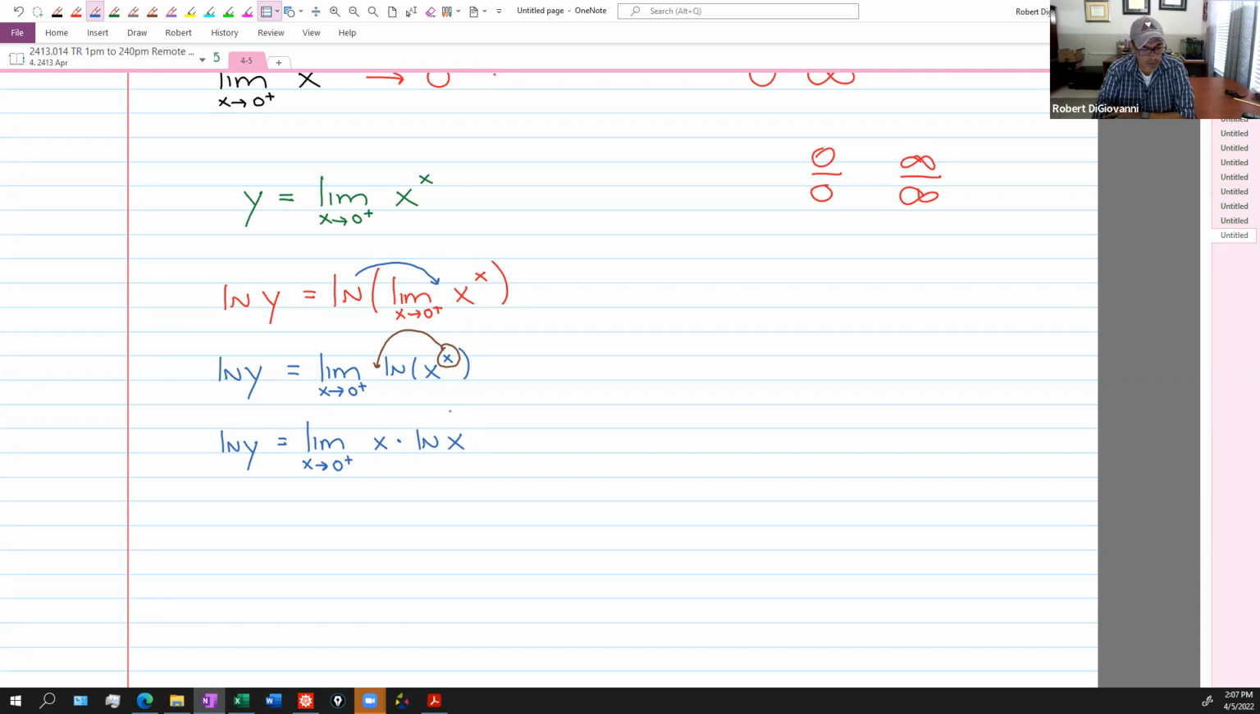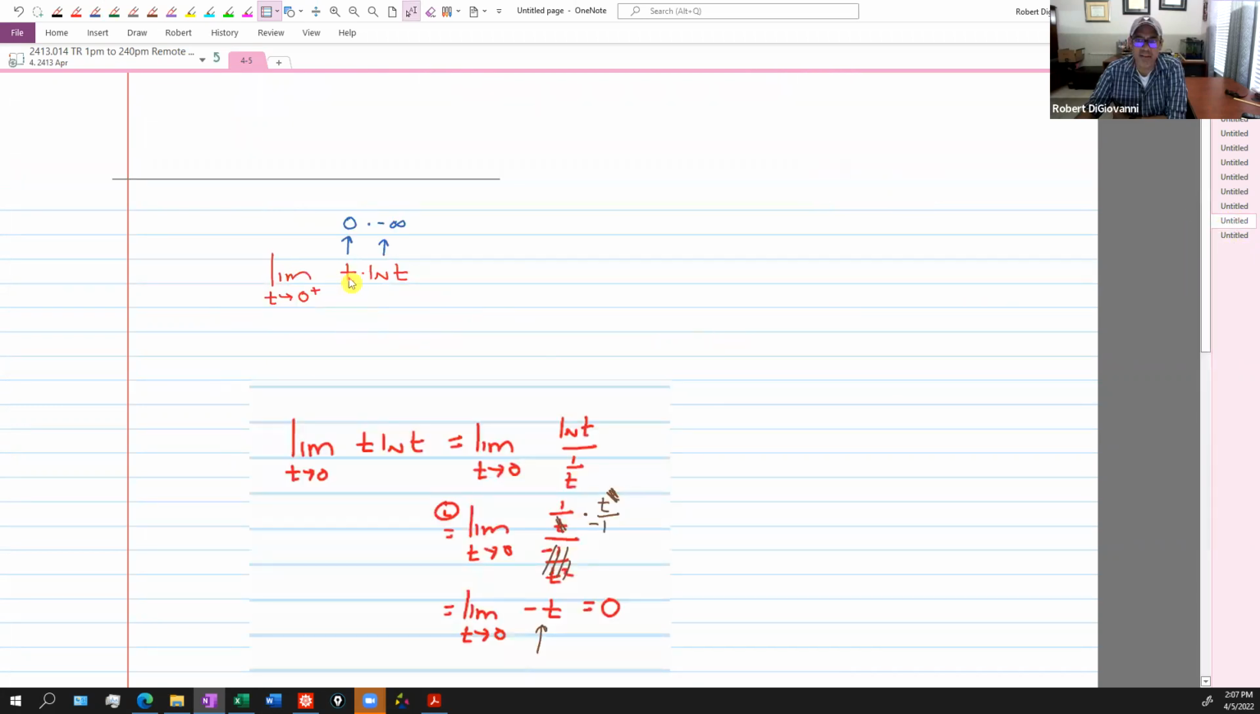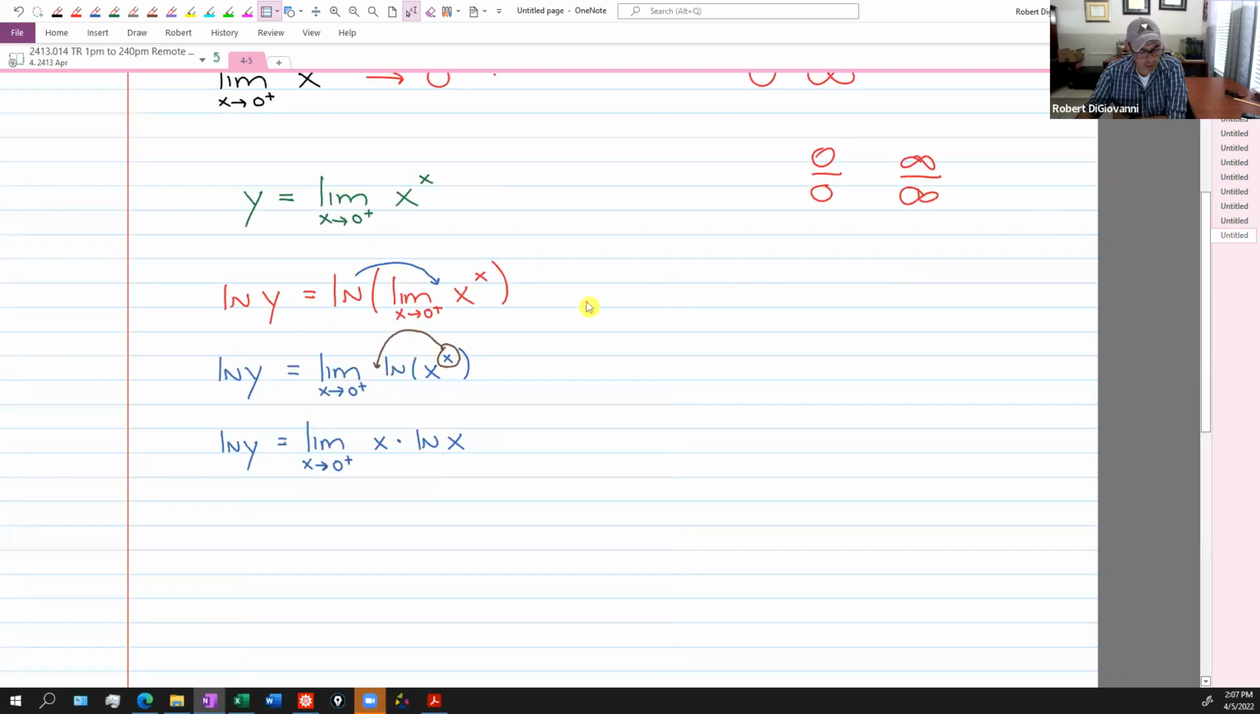Wait a minute. X goes to 0 from the right, x natural log x, does this look familiar? Wait a minute. We just did that, didn't we? We just did this problem, except we used t. It was 0 times negative infinity. Let's just think through that again.